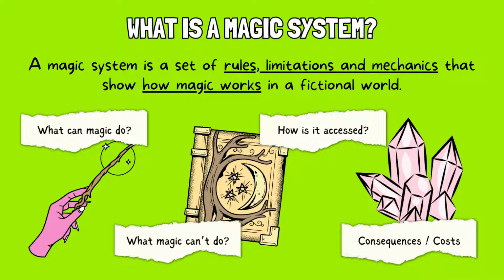Every magic system is different. In one story, you might need a special wand to do magic, while in another, you might have to say a secret word or wave your hand a certain way. A well-structured magic system can improve world building, drive plot and conflict, and enhance character development. So let's get started right away.